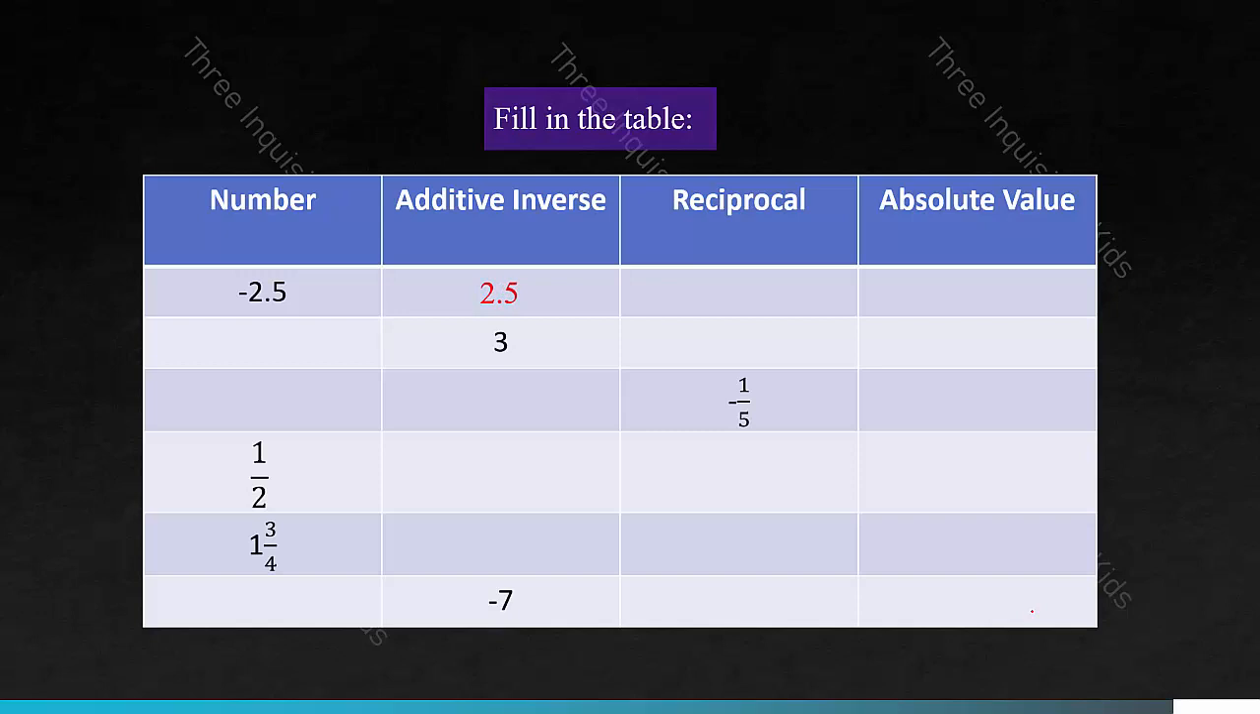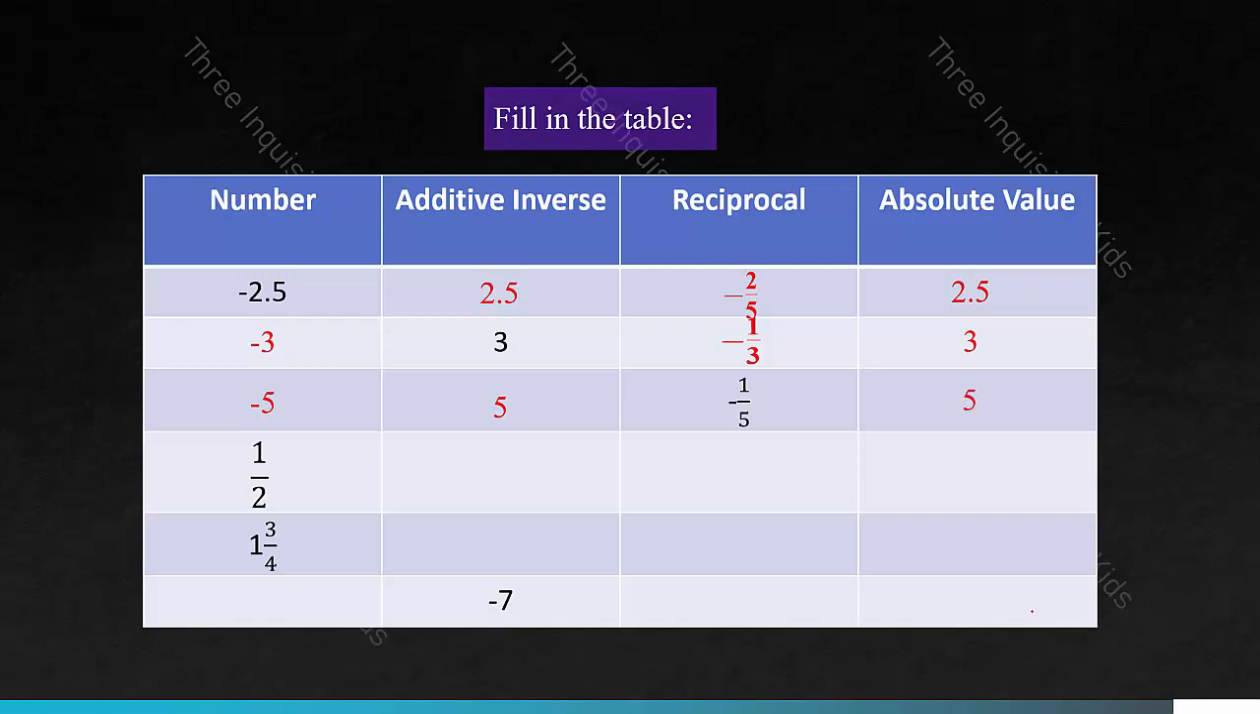For the first row, we have our number, which is negative 2.5. Its additive inverse would be 2.5. Its reciprocal would be negative 2/5, and its absolute value would be 2.5. For the second row, we know that the additive inverse of a number is 3, which means that this original number is negative 3, and its reciprocal is negative 1/3, and its absolute value is 3. For the third row, we know that the reciprocal of a number is negative 1/5. This must mean that this number is negative 5, its additive inverse is 5, and its absolute value is 5.